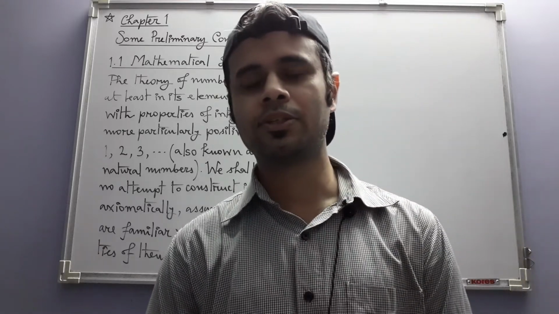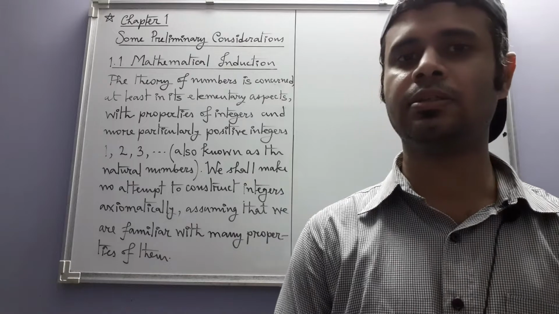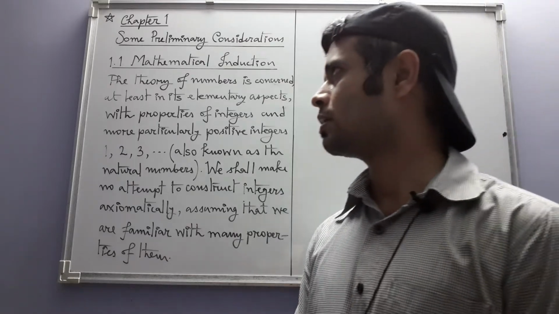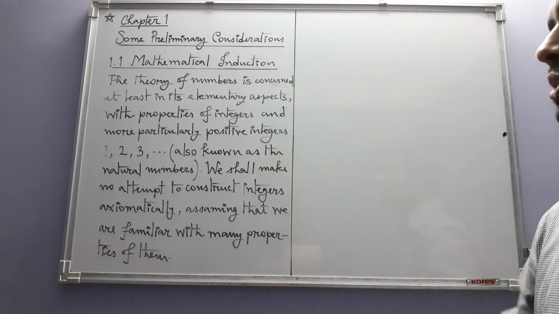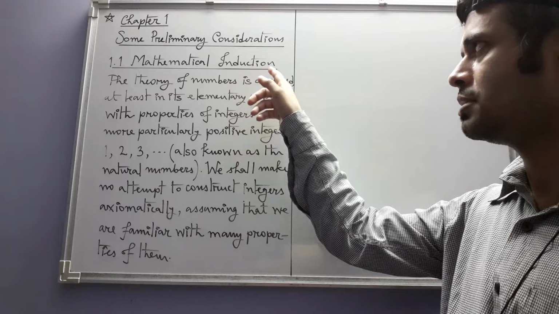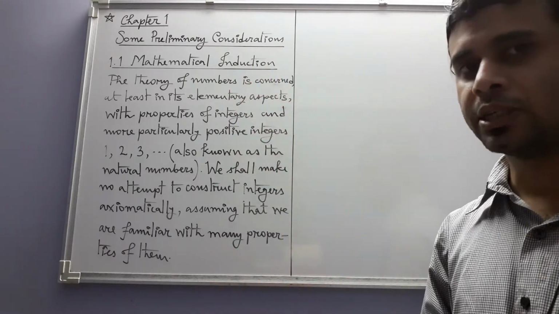So today we are going to start number theory from the book Elementary Number Theory by David M. Burton. In this book, the first chapter is named Some Preliminary Considerations, and the first section is Mathematical Induction. Now we already know about mathematical induction.